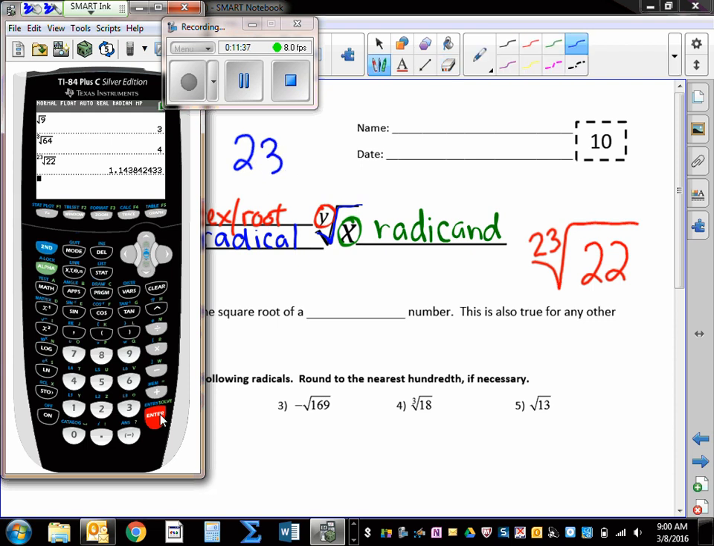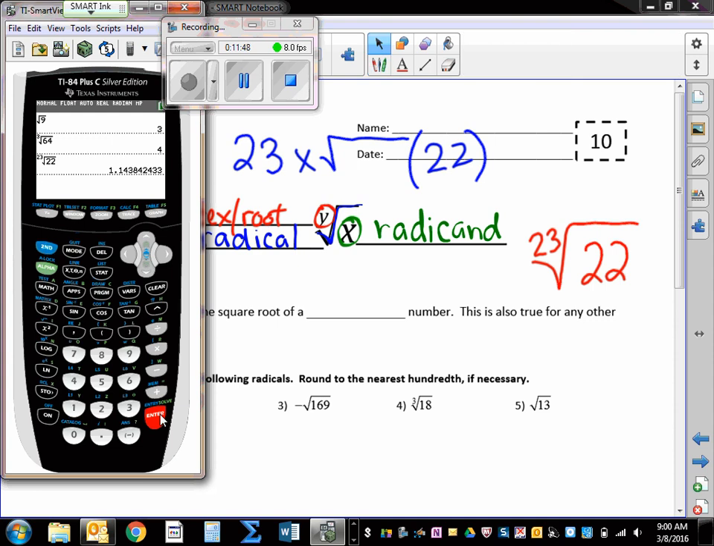23, and then I think it does like that, parentheses. Alright, so again, you have to type the index first, then hit that button for whatever type of root, then you can type it in. So again, we type our index first, 23, then I hit math, and option 5 lets me do whatever root I want, and then I type my radicand.